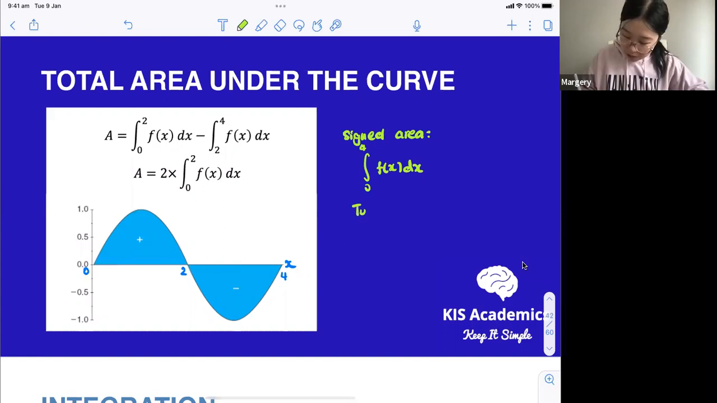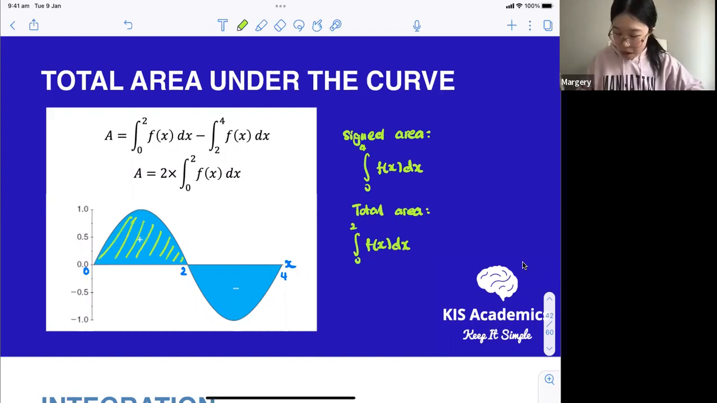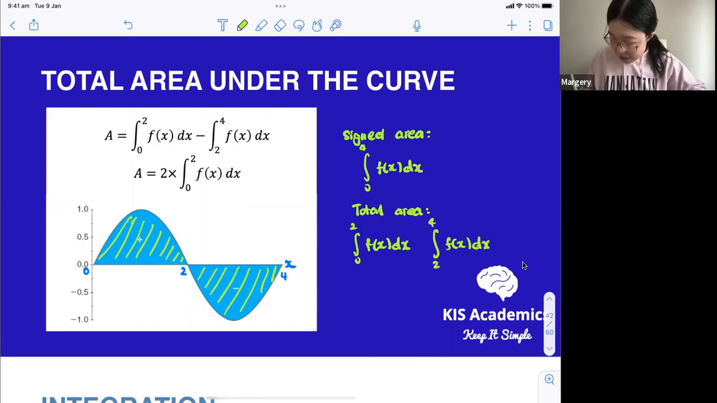If, however, we wanted to find the total area, this would be slightly different. So I know that my total area would be the integral from 0 to 2 of f of x dx. And so this is this area over here, which is above the x-axis, so that's positive. I would then also need to consider this next area over here, which is negative. So because I know that this area is below the x-axis, when I take the integral from 2 to 4 of my f of x dx, I know that when I find the value of it, it will be a negative answer because it's below the x-axis.